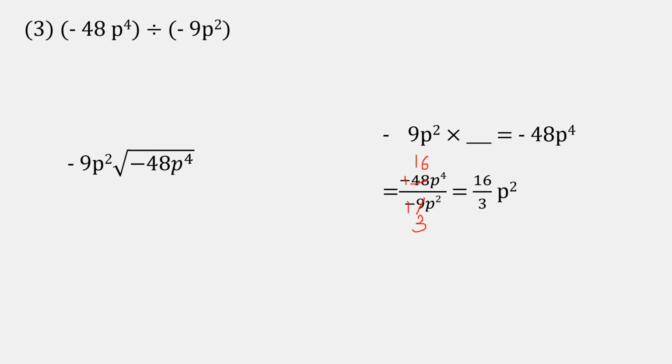Now comes to variable part. It is p square and it is p raised to 4. So it will cancel and it will become p square remaining in the numerator. So what you got, students, here you can see, that is 16 upon 3 p square. This cannot be further simplified. So if you multiply minus 9 p square into 16 upon 3 p square, then you'll get minus 48 p raised to 4. So here in quotient part, you'll write down this.